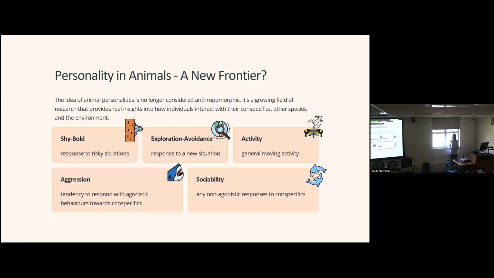Then there is activity, the general moving activity of an animal, and then how an animal responds to conspecifics. So we can either have agonistic behaviors toward conspecifics, and that will be, of course, aggression. And any type of non-agonistic behavior will be considered a social trait for that animal.